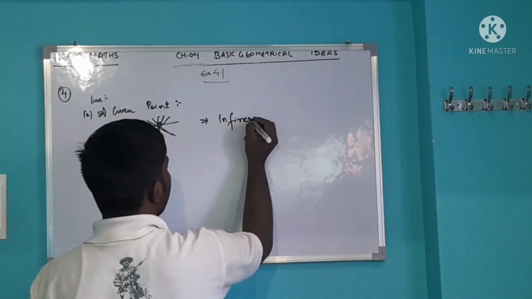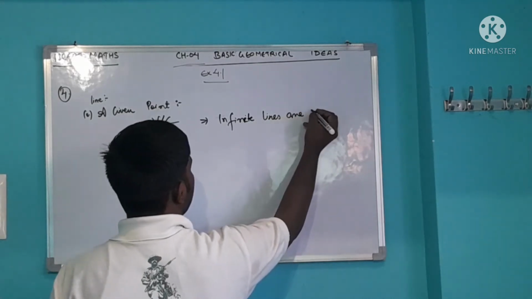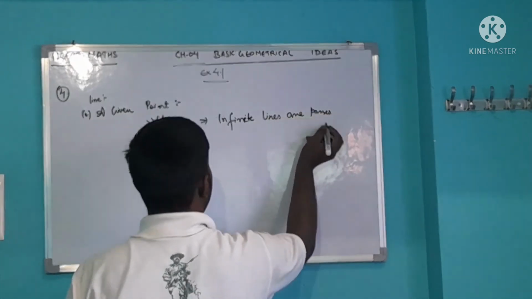Our next question is fourth, in which we need to find how many lines can be passed through a point, a given point, or two given points. We already studied these conclusions in our point topic. In fourth question, we need to find lines for a given point. We know that whenever there is a point, infinite lines are passed. So answer will be infinite lines are passed. In first part we have infinite lines.